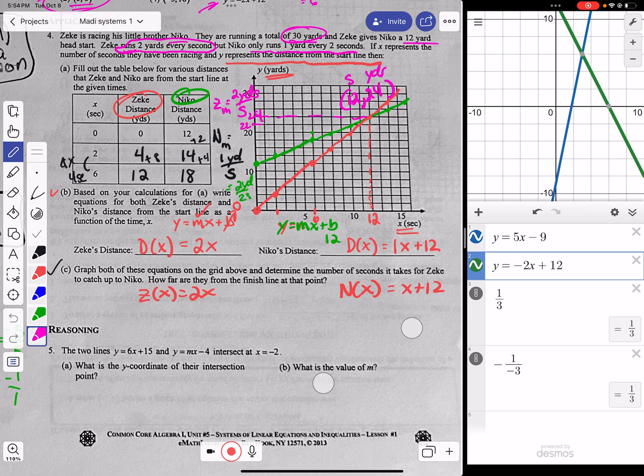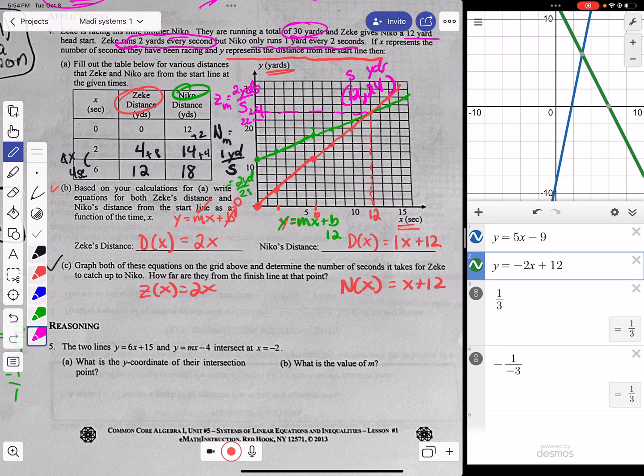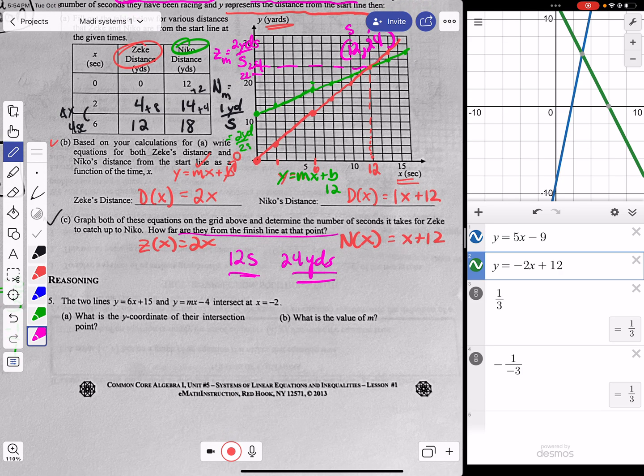All right, so graph both these equations and determine the number of seconds. It's going to take 12 seconds. How far are they going to be from the finish line? They will be 24 yards. And that's it.